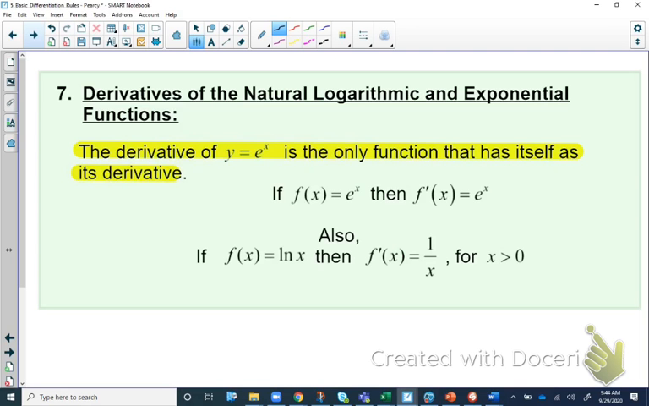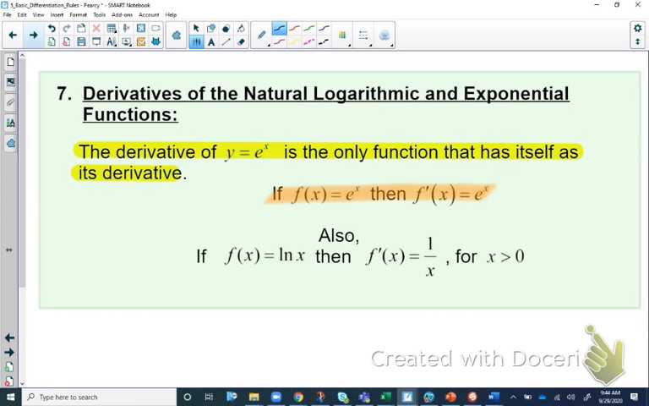Now we're going to be taking a look at the derivatives of logs and exponents, and some of these are going to be really easy to remember, and some of them are going to kind of bug us a little bit throughout the year. Here, the derivative of y equals e to the x. This is the only function that has itself as the derivative. So what they're showing you is if f of x is equal to e to the x, then its derivative is the same thing, e to the x.